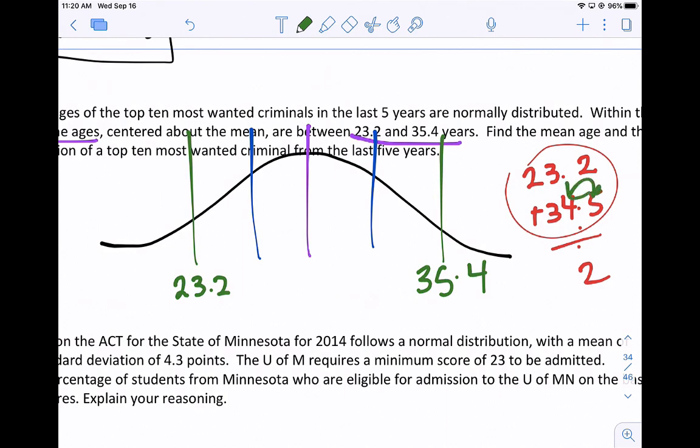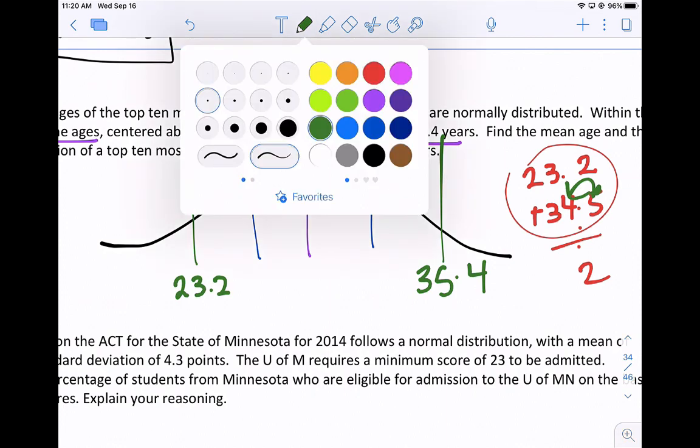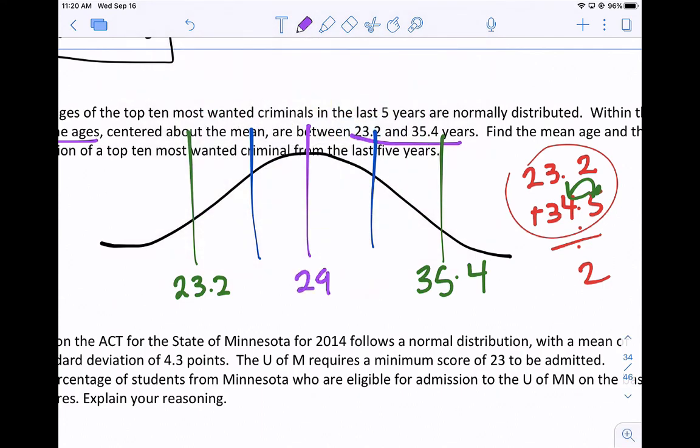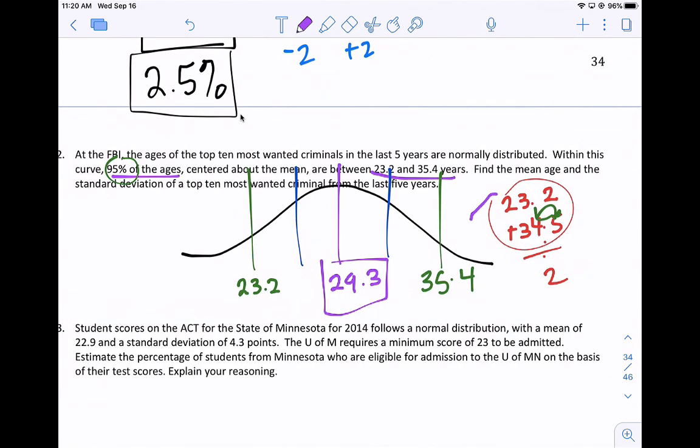All right, so plus 35.4, divide that by 2. Okay, so our mean, the average or the middle of those two numbers, is 29.3. Okay, it says find the mean age, done. There's the average age of a top 10 most wanted criminal according to this study. And then it says, what's the standard deviation?